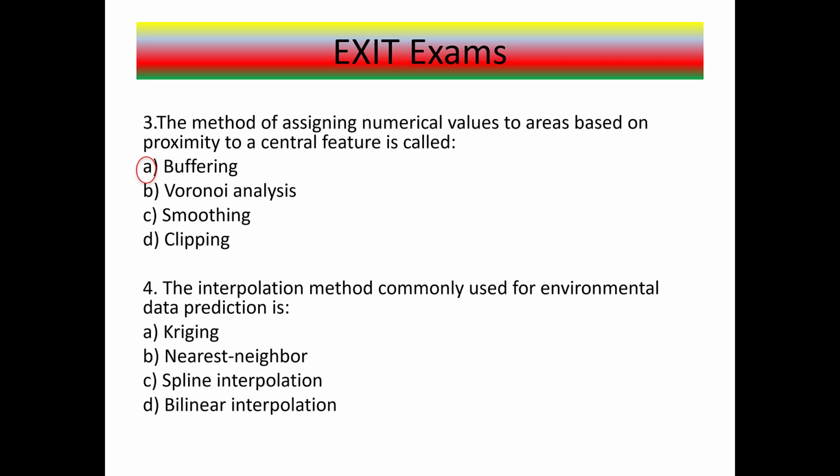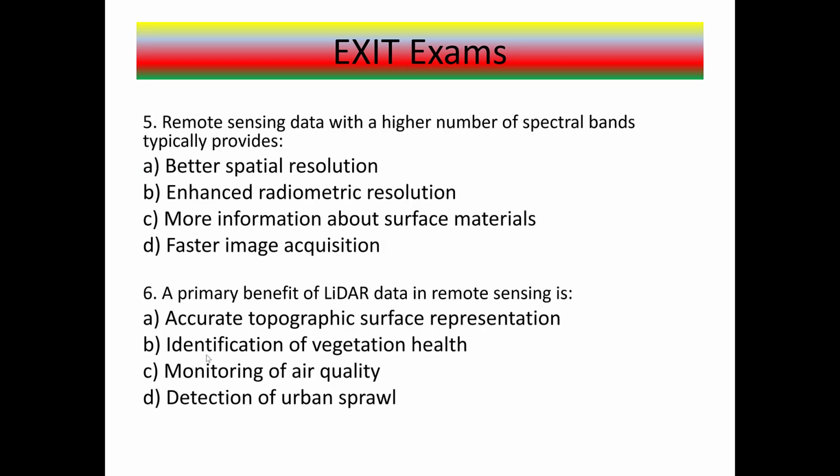Question number four. The interpolation method commonly used for environmental data prediction is A, Kriging, B, nearest neighbor, C, spline interpolation, D, binary interpolation. So the others are algorithms, but Kriging is the methodology. So the answer is Kriging. It is common for predicting unknown places using known variables. Okay.